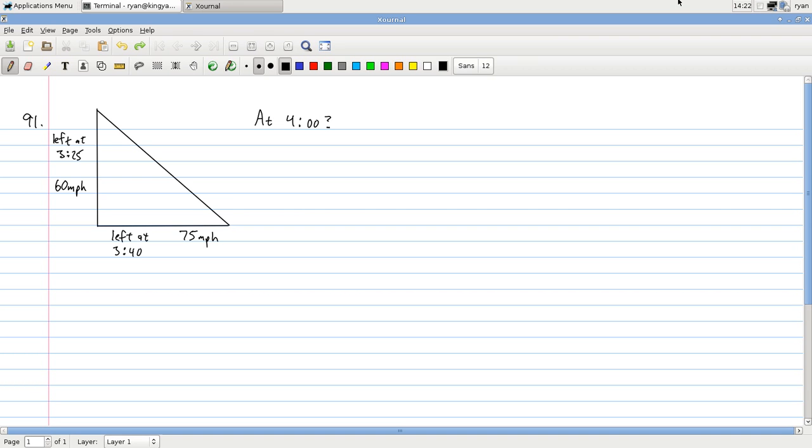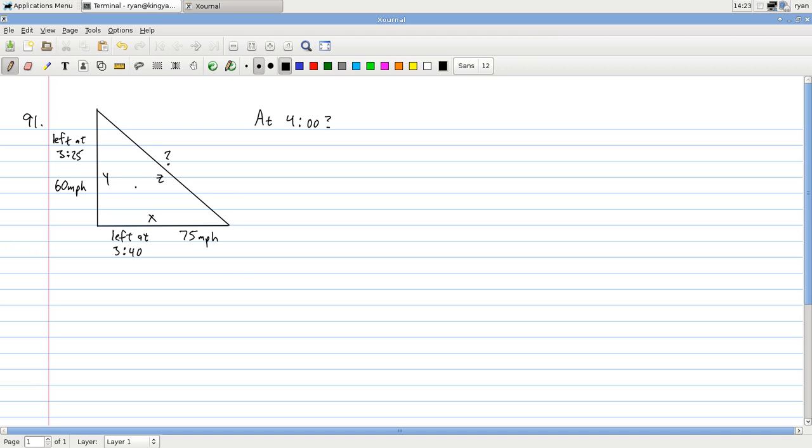Problem 91. One car is traveling north at 65 miles per hour and it left at 3:25. A second car left at 3:40 and has been traveling at 75 miles per hour. And we want to know at 4 o'clock how fast is the distance between those two cars increasing. So let's label the three sides of this triangle.